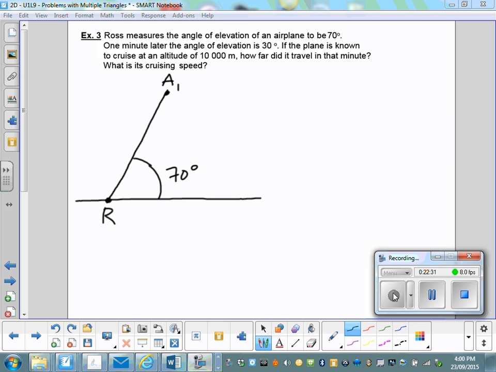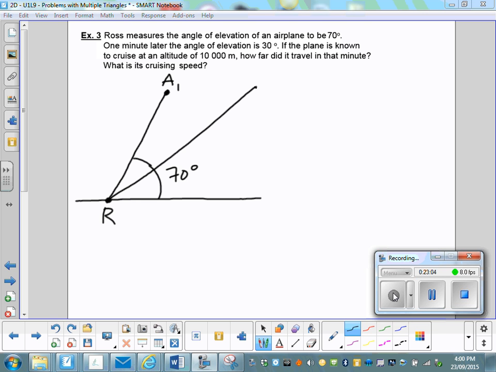So example 3 here is a word problem. Ross measures the angle of elevation of an airplane to be 70 degrees. So I've got Ross on the ground here, and the angle of elevation, so the angle going up to the airplane, is 70 degrees. So I filled in the 70 degrees here for that angle of elevation. One minute later, the angle of elevation is 30 degrees. So that means that the plane has continued to fly along for a minute longer.